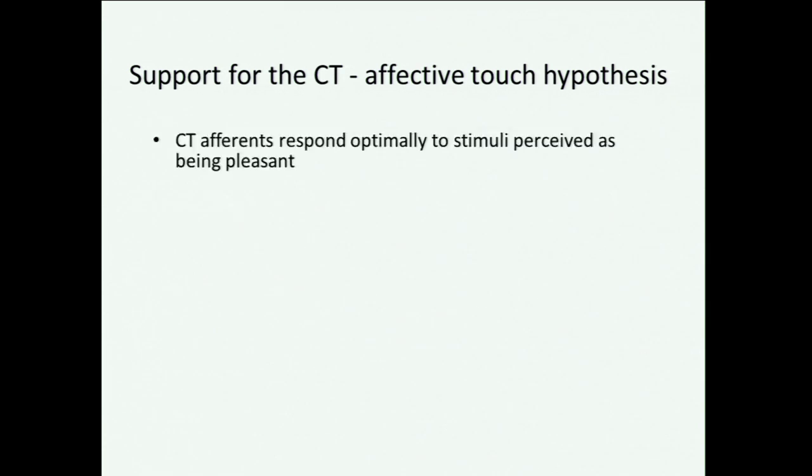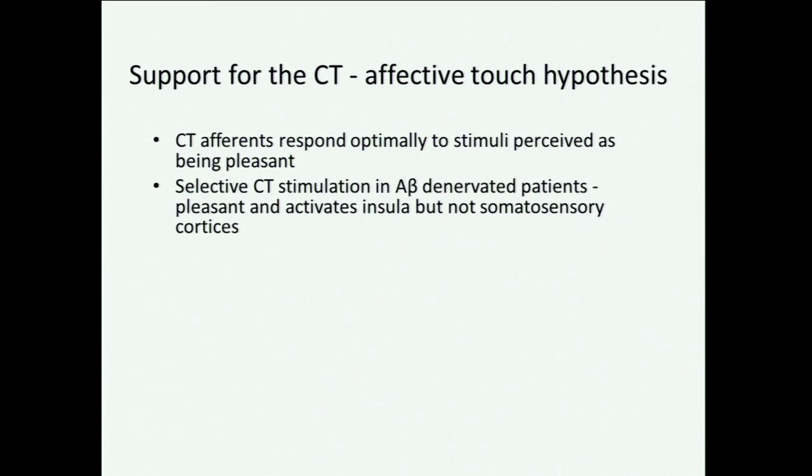So to summarize on the support, CT afferents respond optimally to stimuli perceived as being pleasant. That is what Johan talked about, the correlation between the CT firing rate and the pleasantness ratings. And a selective CT stimulation in the A beta denervated patients activates insula but not somatosensory cortices. And this selective CT stimulation is perceived as pleasant. And following C fiber denervation, touch becomes less pleasant.